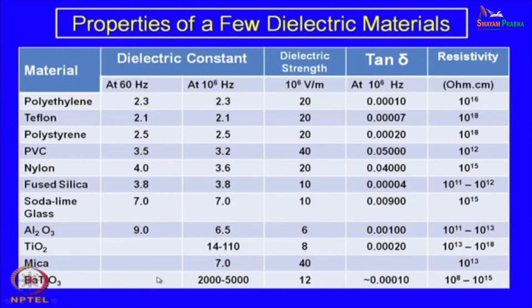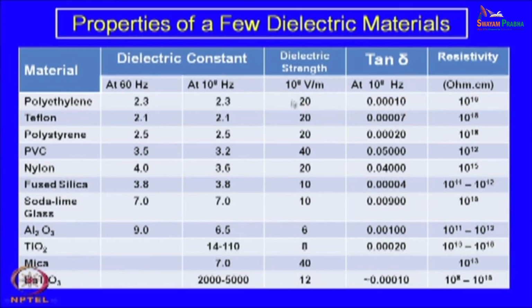We will discuss barium titanate in greater detail at a later stage, but compared to most of the other dielectric material, the dielectric constant of these kind of ceramics, even titanium dioxide, is around 100, whereas these are in the order of thousands. So, that is a very attractive feature of this particular dielectric material, which incidentally is a ceramic material.